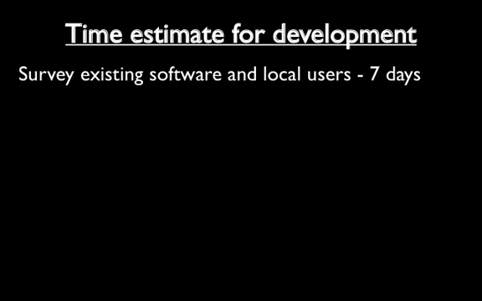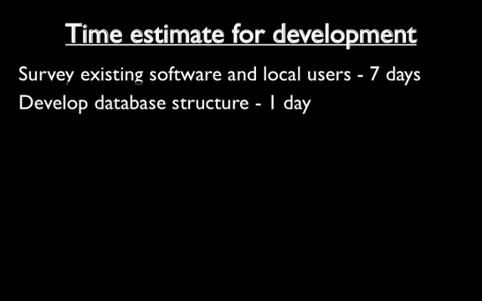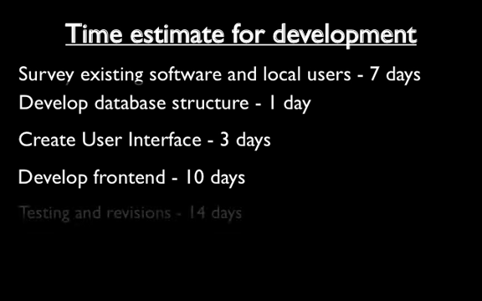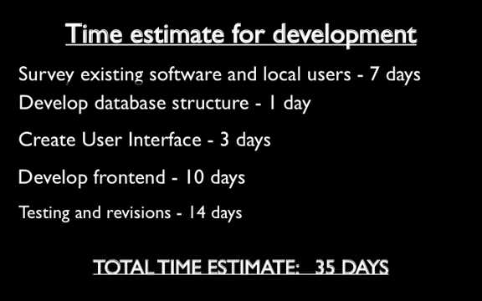The time estimate for developing this project is as follows. 7 days for surveying existing software and local users. 1 day for developing the database structure. 3 days for creating the user interface. 10 days for developing the front end. 14 days for testing and revisions. The total time estimate for developing this project is 35 days.